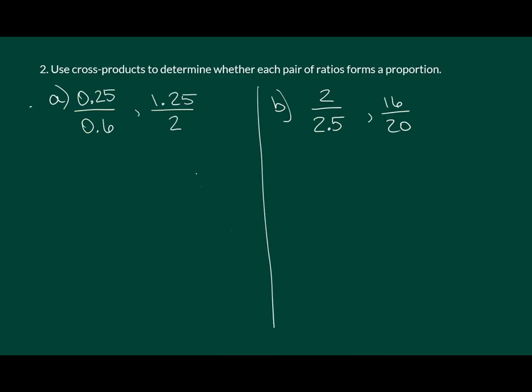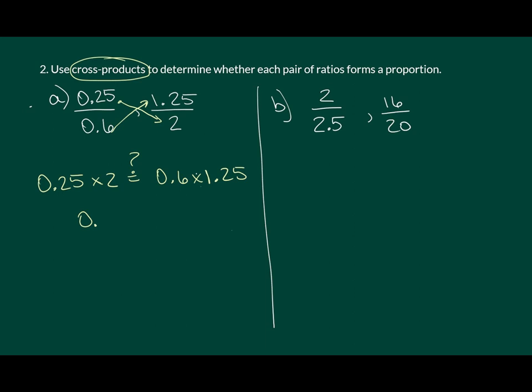Number 2, it says use cross products to determine whether each pair of ratios forms a proportion. So use cross products means to cross multiply. So what I'm going to do is multiply this 0.25 with the 2. So I'm going to go 0.25 times 2 and see if that's equal to 0.6 times 1.25. Since these are decimals, you can use a calculator if you want to.